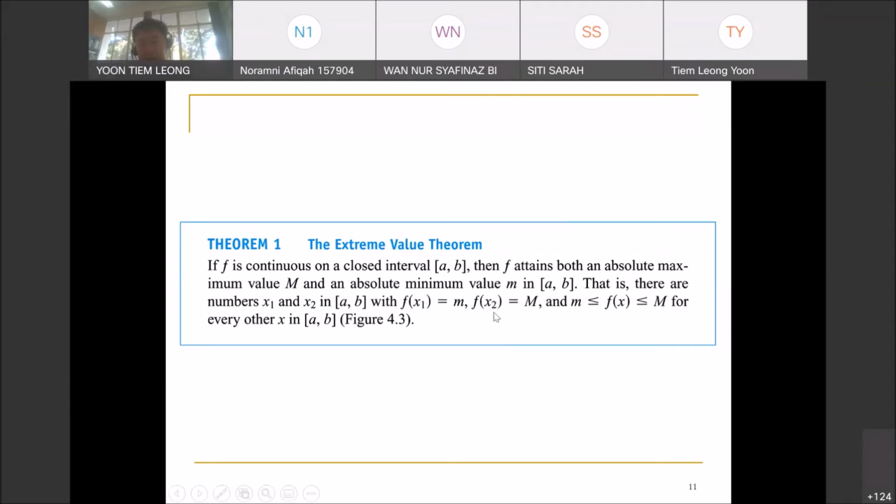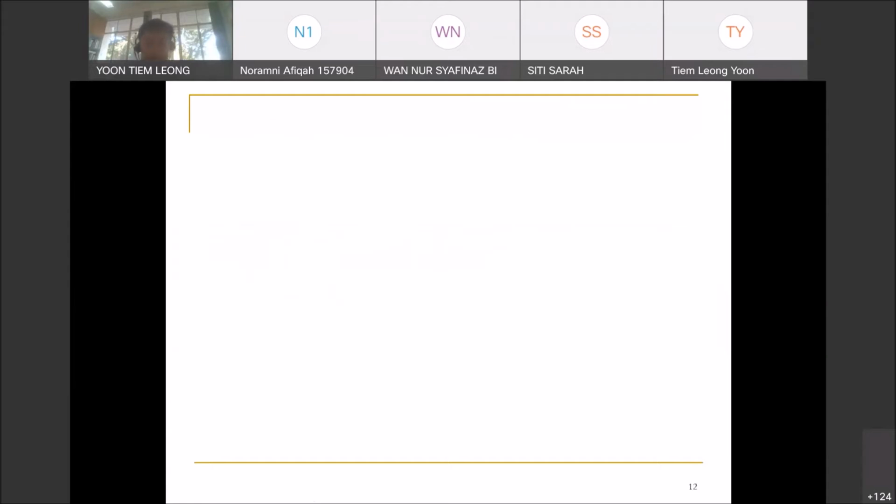And at the maximum, at x equals x2, the value of f at x2 is always larger than any other values of the function. So that is basically what this theorem says. If you read about this theorem more carefully, this is just what it meant. I spent a few minutes to explain what it is, but you should be able to understand this as well.